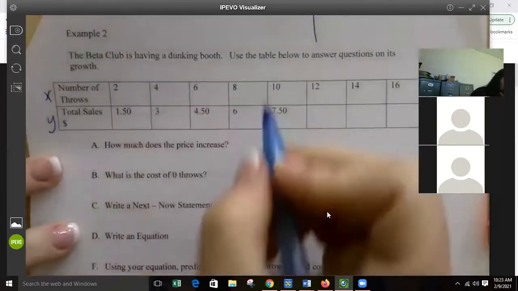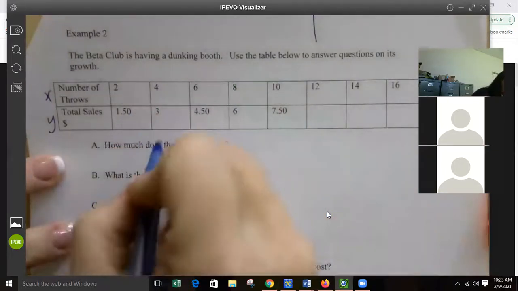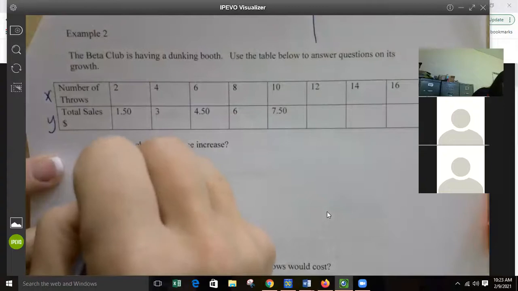Okay. So how much does the price increase? Remember, we have to find our slope.